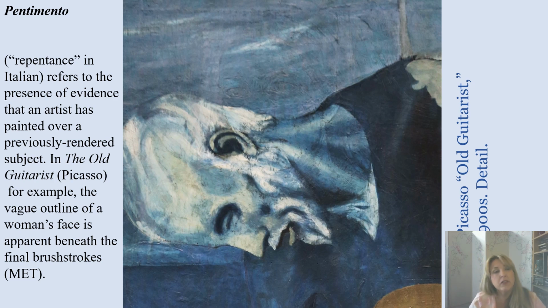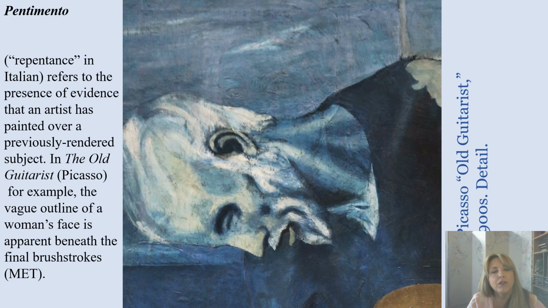Pentimento. Pentimento means repentance in Italian. It refers to the presence of evidence that an artist has painted over a previously rendered subject. I want you to stare for a moment at the screen, in the middle, kind of by his neck, and just look. Do you see a shadowy, ghostly figure?